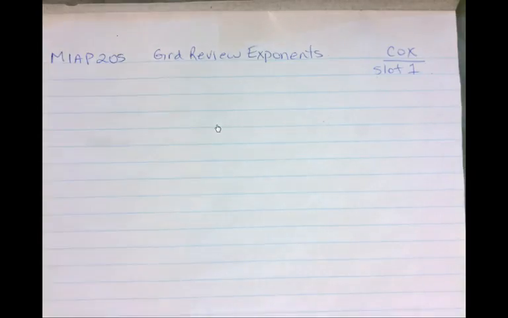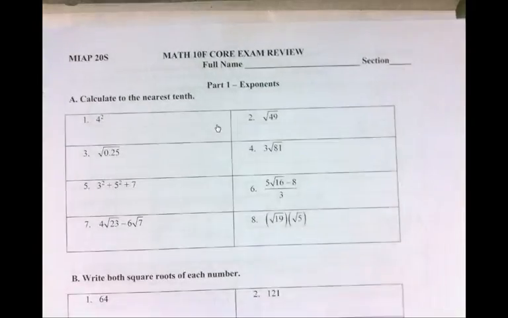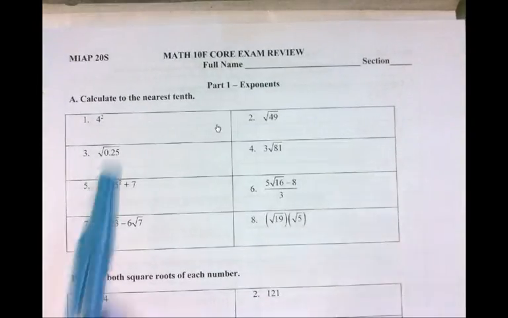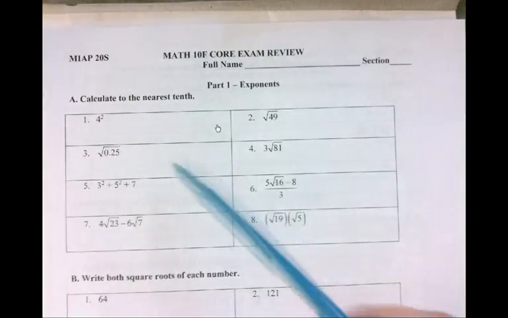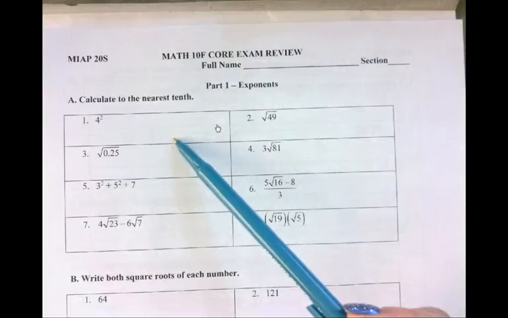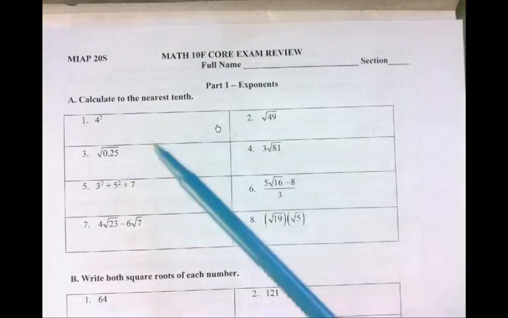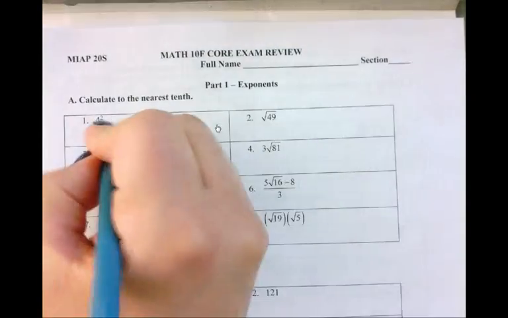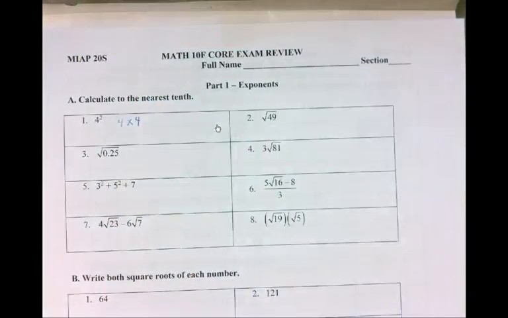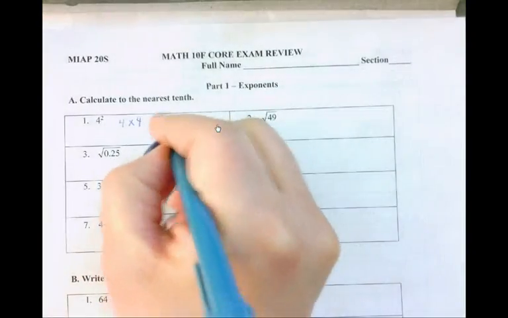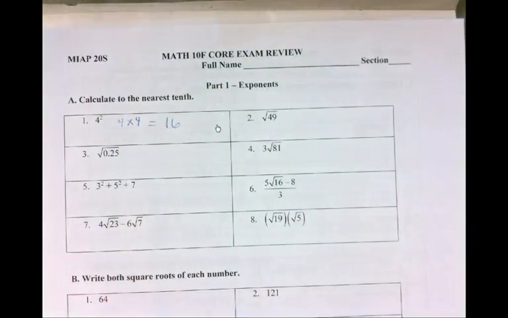So the first part in this review that we have, let's go through and look at each different type of question and just kind of review whether or not we know how to do this. So we're looking at this, and this says 4 squared. Do you recall what that means? So that means that you are multiplying 4 times 4, right? So that's going to be, we can evaluate that as 16.